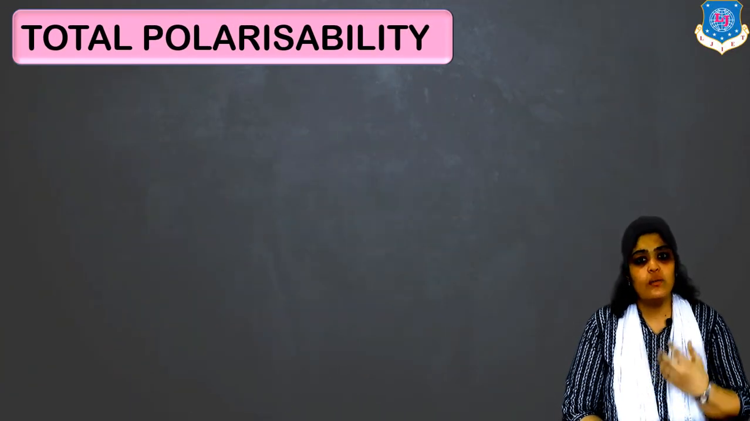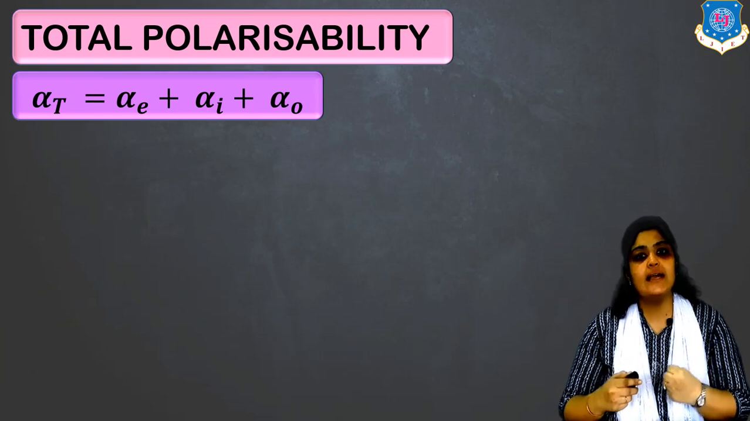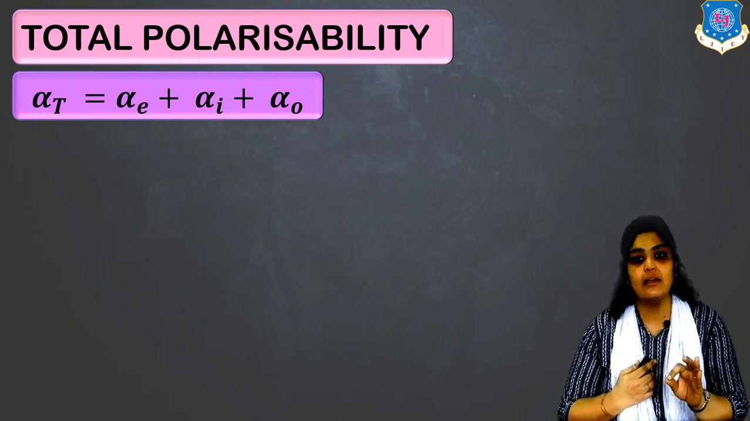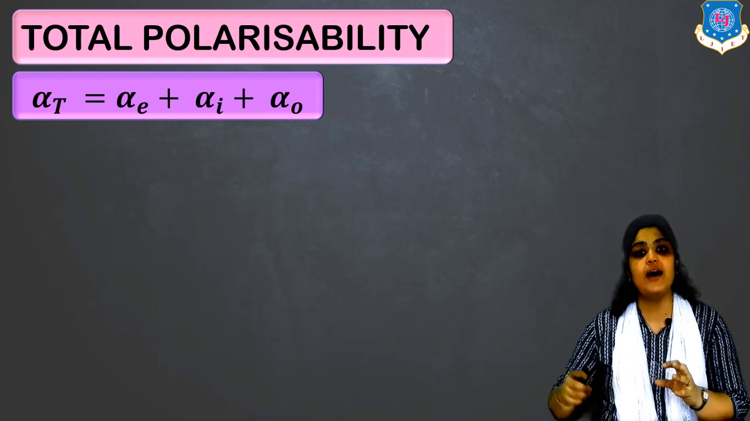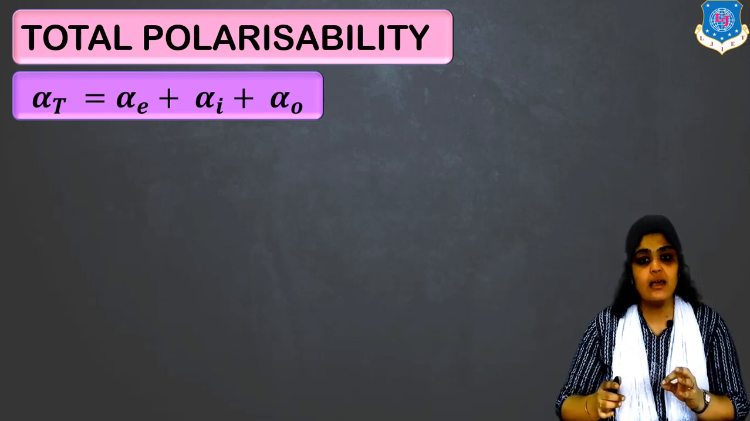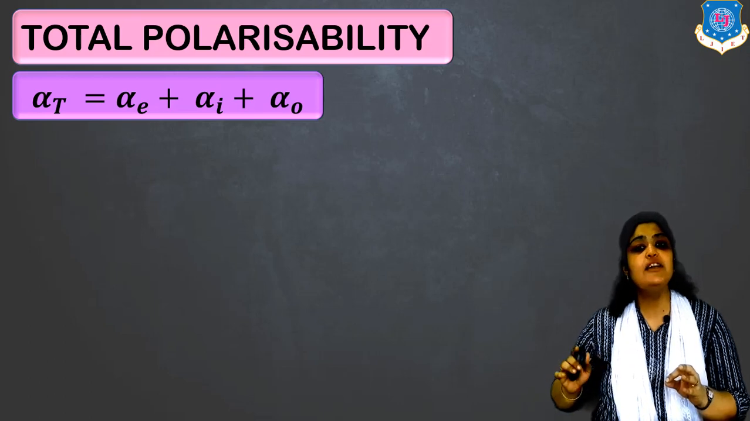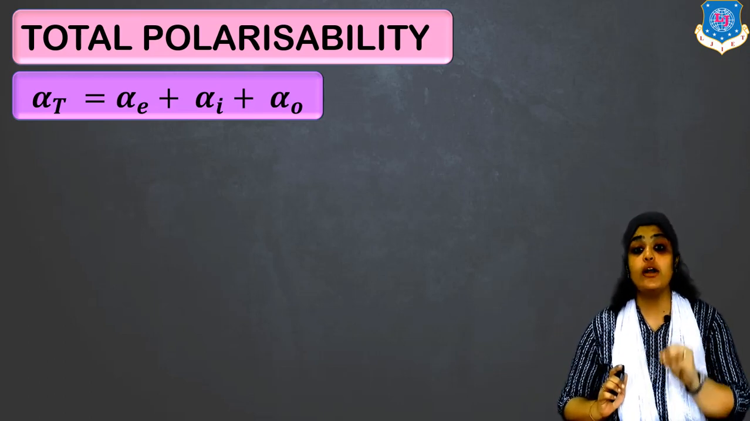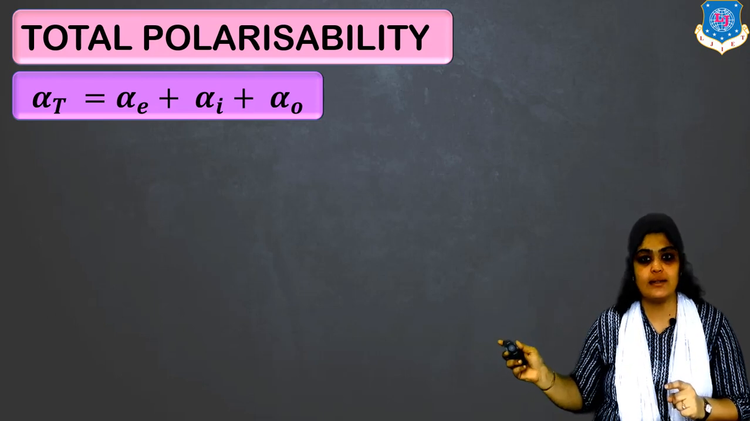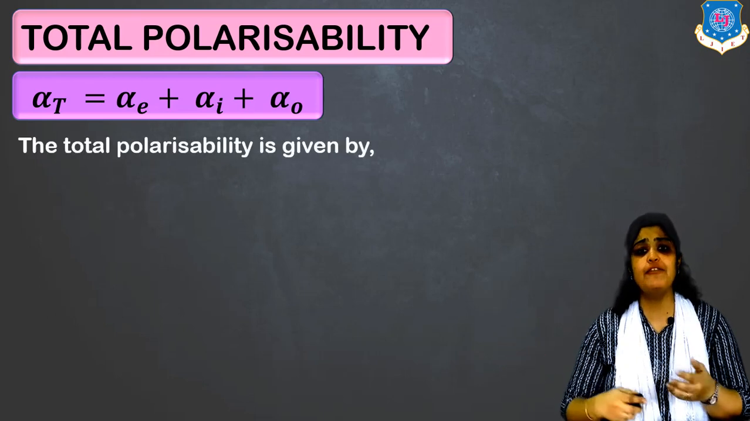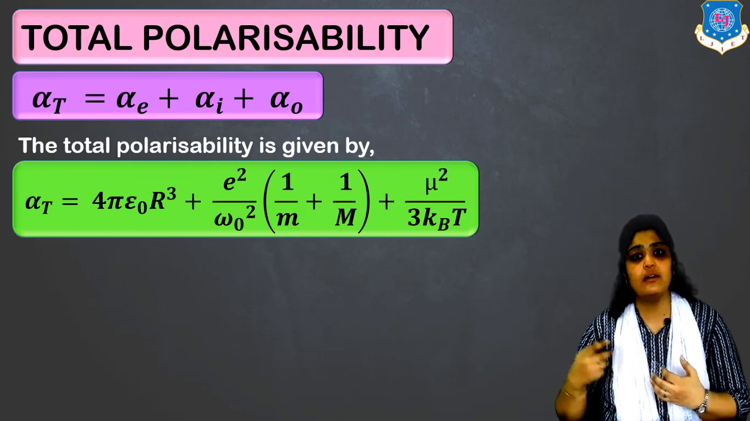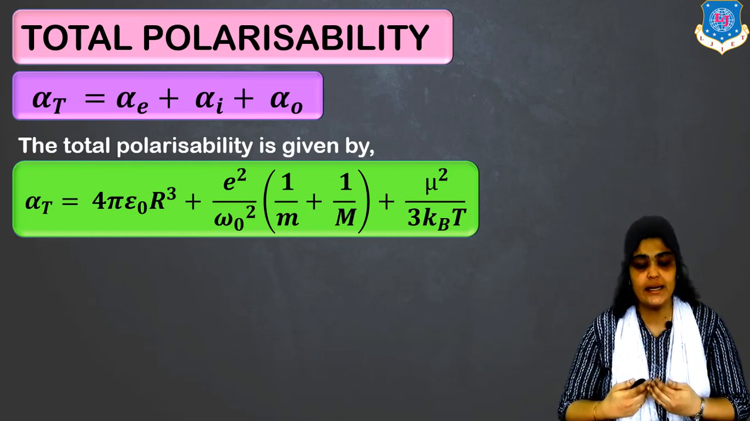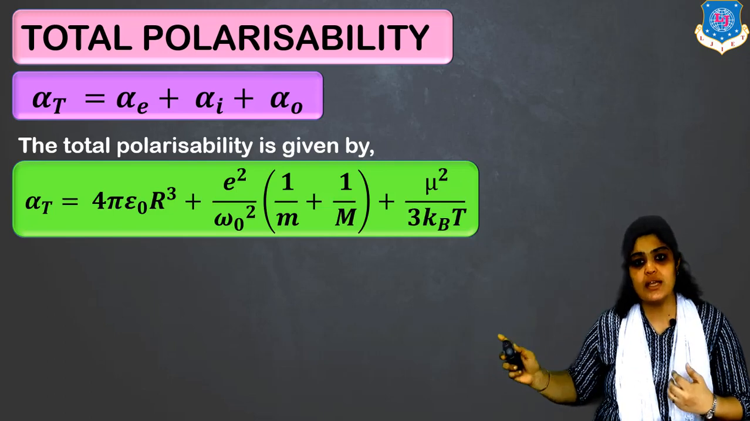Now, we'll discuss the total polarizability of a dielectric material, which is known as alpha T. It is a summation of alpha E plus alpha I plus alpha O. Why haven't we considered the space charge polarization? Because that is very weak, or you can say negligible, as compared to these three. We have already discussed the equations of these three types of polarizabilities, so I have just substituted the three equations.